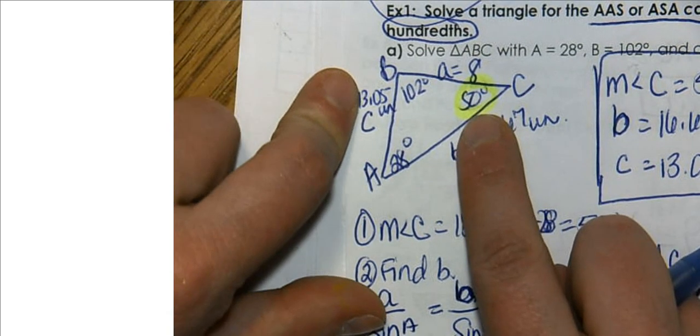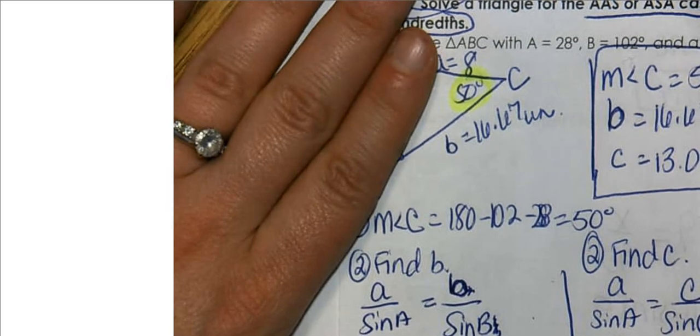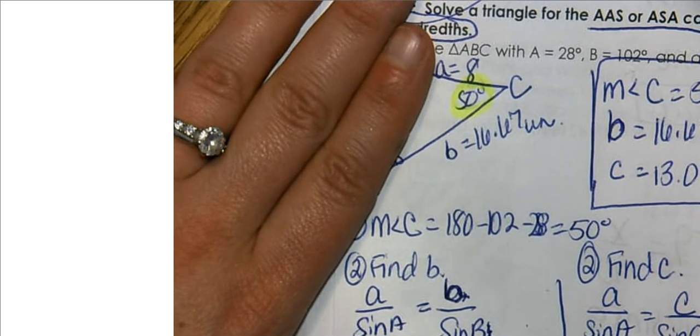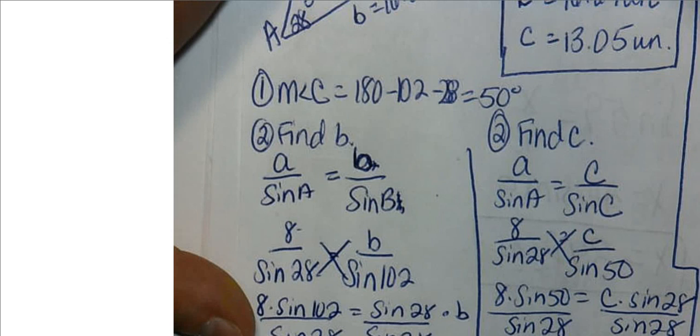13.05 is across from the next biggest angle. And then our largest angle is across from the biggest side. So we know that with respect to side lengths, it looks like everything makes sense. All right, let's go ahead and look at letter B.